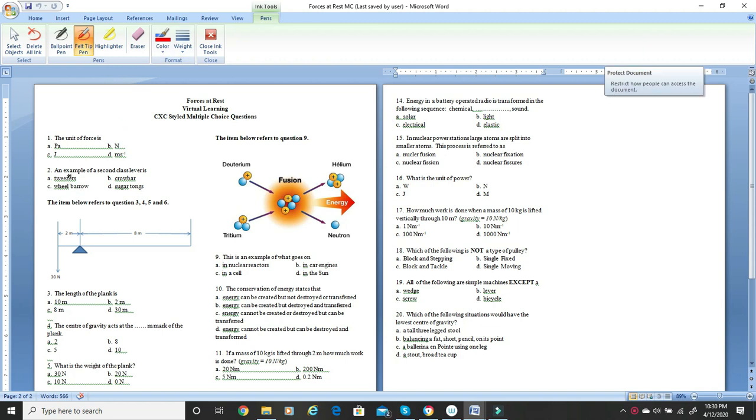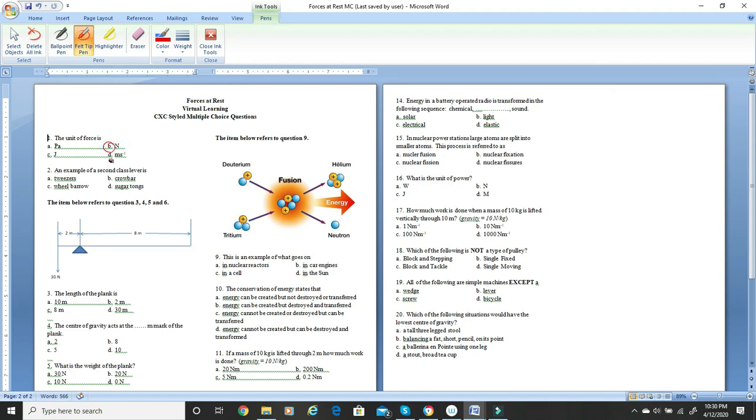Good. Okay, so the unit of force is, Pascal is the unit of pressure. J is the unit of energy, so that's not it. B is the unit of force. This is newtons. Right. There's B. And this one is the unit for velocity or speed.